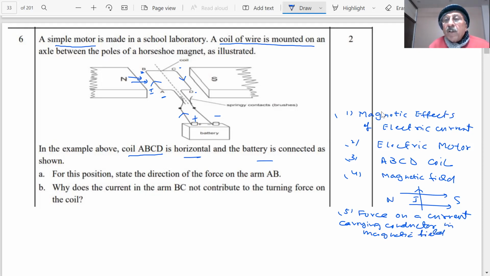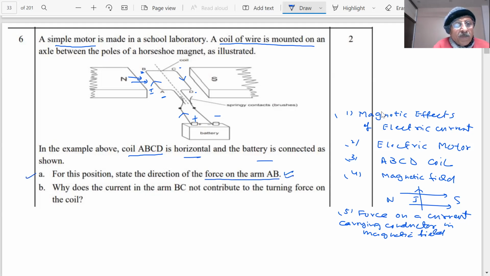You know what happens if a current is flowing across a coil or a conductor in a magnetic field. A force will be experienced. There will be a force, student, on this. It will experience a force, and that is the principle of an electric motor. Electric fans, refrigerators, washing machines, computers, they all have electric motors present in them. So basically, student, a force will be generated on this coil. The question says, for this position, state the direction of the force on arm AB, student.